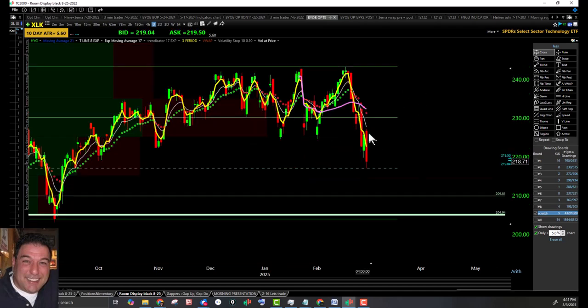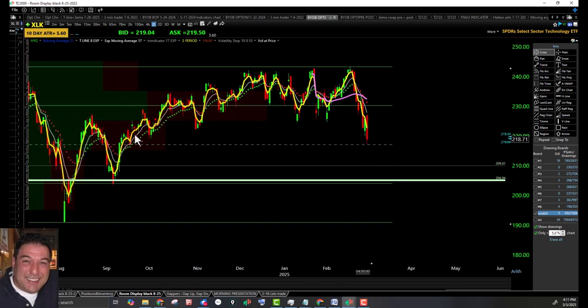XLK, same thing: lower high, lower low, closing underneath the trap, underneath the 17, underneath a prior all-time high anchored VWAP, down here in quadrant 3, leaning on the midpoint, just neutral for XLK.